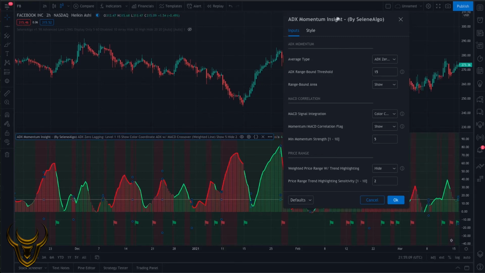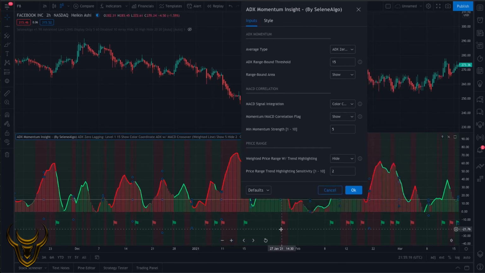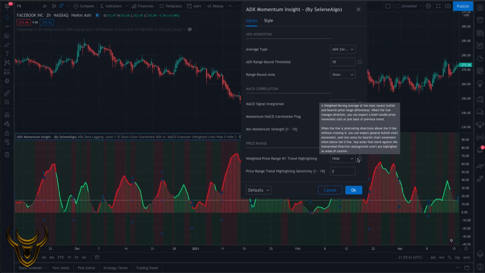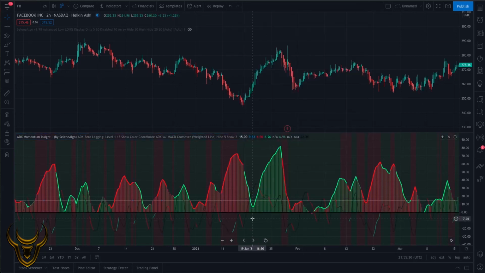So the last thing we're going to be looking at is the price range option at the bottom here. Let me see. Here, I'll hide the flags just for now. All right, so the price range, and I added a little description here, and y'all are welcome to hover over and look at it. So let me just show this really quick. All right, so what this is, it's a weighted moving average of the most recent bullish and bearish price ranges.